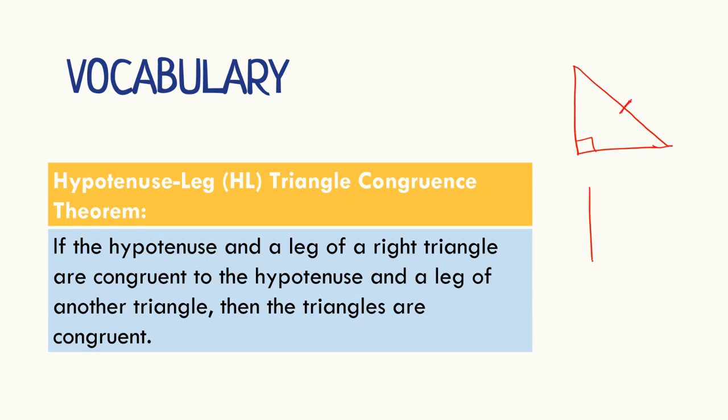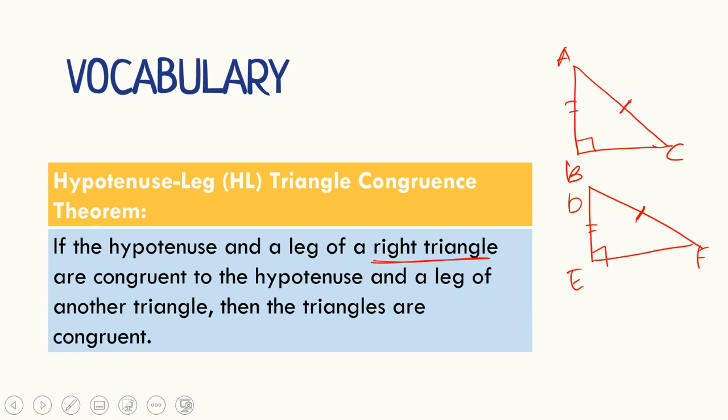hypotenuse is congruent. In order for you to have a hypotenuse, if this is triangle ABC and this is DEF, in order for them to be congruent, you have to have a right triangle that creates a hypotenuse, where the hypotenuse is congruent, and so is one of the legs, and it doesn't matter which leg. But if that is true and it's a right triangle, only if it's a right triangle, okay, guys, then the HL theorem applies for that one.